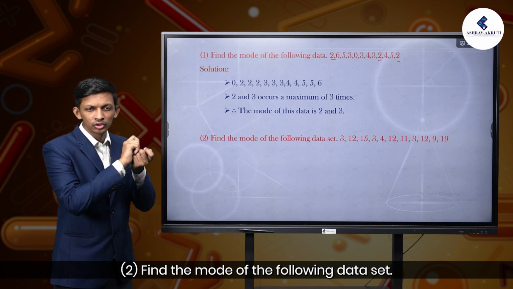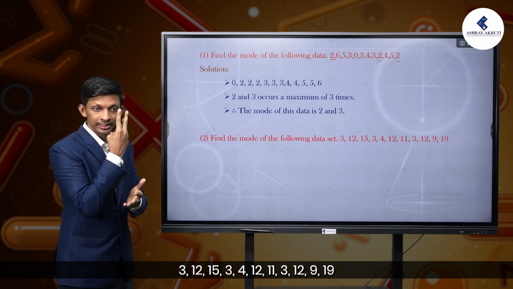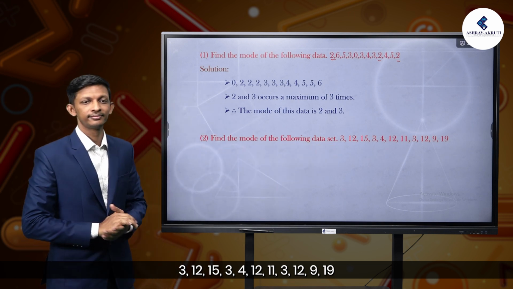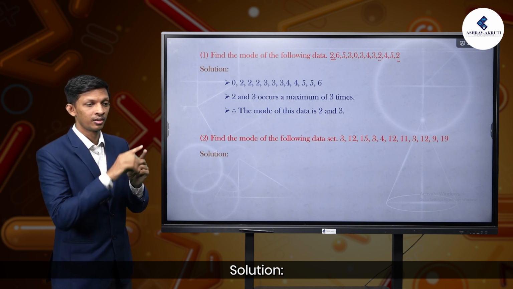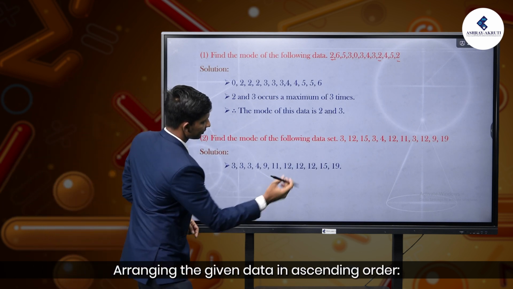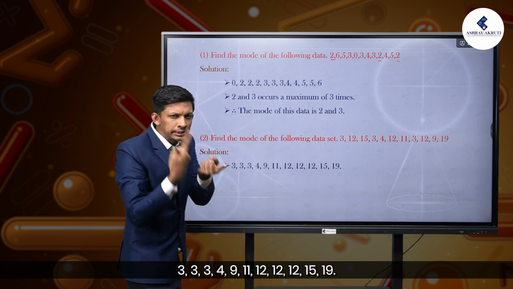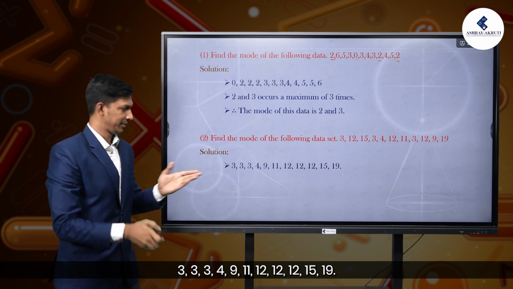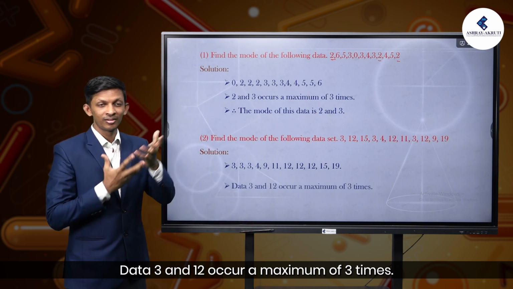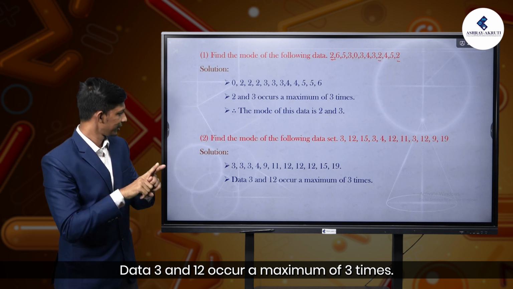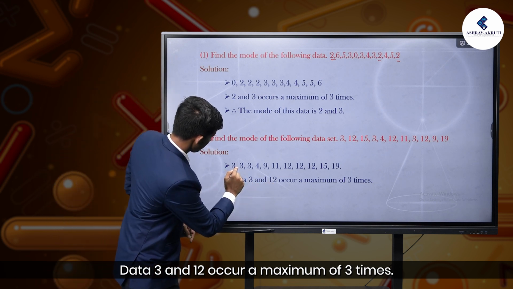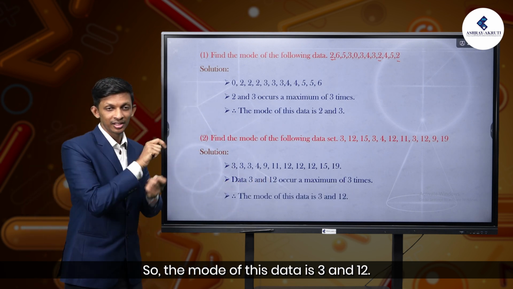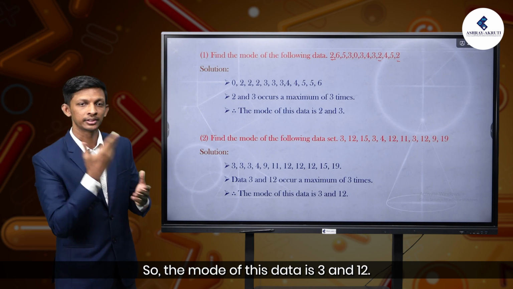Find the mode of the following data set: 3, 12, 15, 3, 4, 12, 11, 3, 12, 9, 19. Solution. Arranging the given data in ascending order: 3, 3, 3, 4, 9, 11, 12, 12, 12, 15, 19. Data 3 and 12 occur a maximum of 3 times. So the mode of this data is 3 and 12.